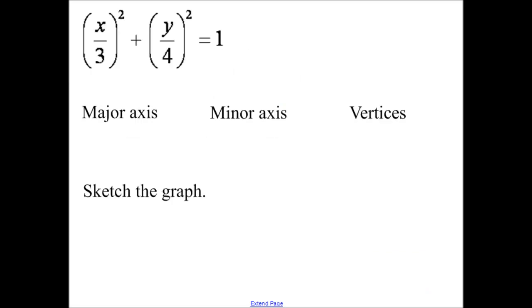So if you're looking at (x over 3) squared plus (y over 4) squared, you don't see an h, k, so I know my center is at (0, 0). Okay, this is my radius on the x-axis, and this is my radius on the y-axis.